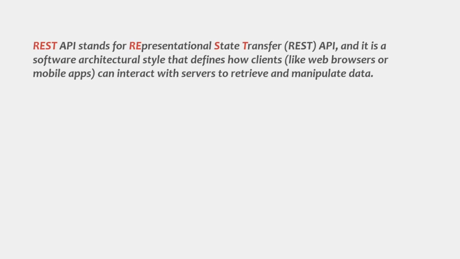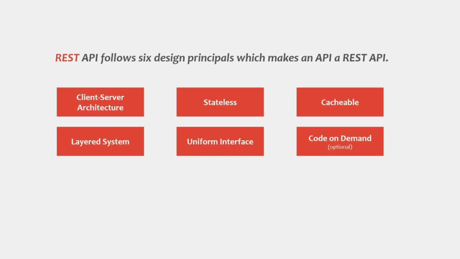So keep in mind that APIs can also be of different types. And one of the types is REST API. Now, an API is called a REST API when that API follows the principles of REST API. And a REST API has the following six principles.